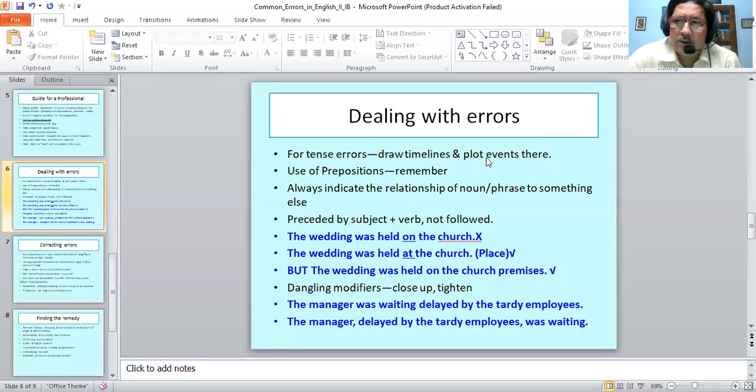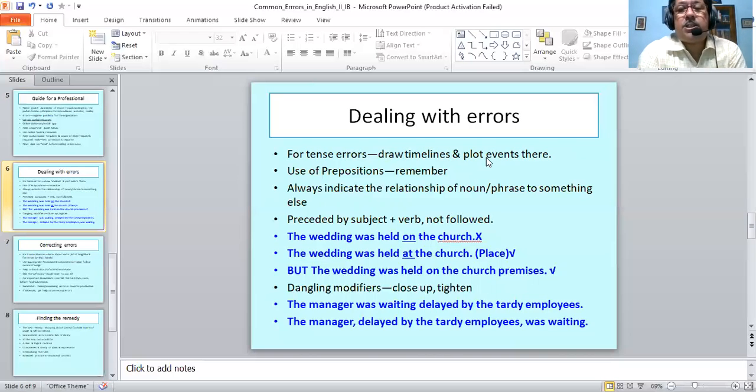The next stage, or the next thing to consider, is how one is to deal with the errors. Now, obviously, there are different types of errors. For tense errors, one can draw timelines and plot the events over there. As far as the use of prepositions is concerned, remember that you always indicate the relationship of the noun or phrase to something else. It will be preceded by the subject and the verb, not followed by it. Look at the examples given below here.